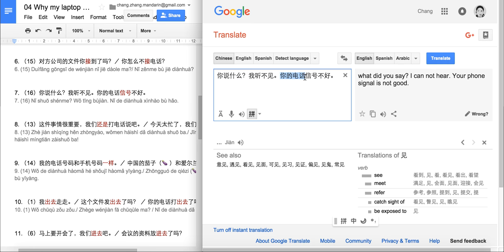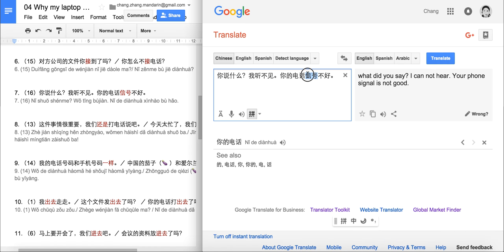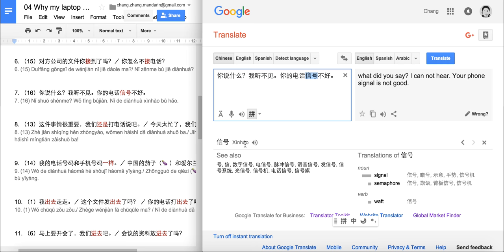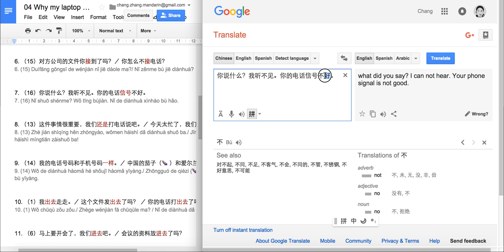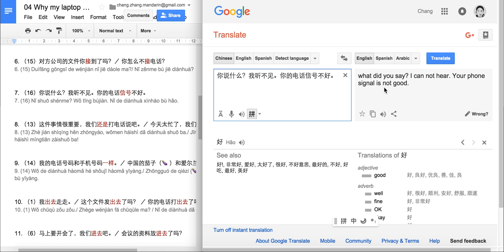你的电话, your phone. This is a new word. 信号, signal. Your phone signal. No good. Your phone signal is not good, right? What did you say? I can't hear you. Your phone signal is not very good. Your reception is not so good.